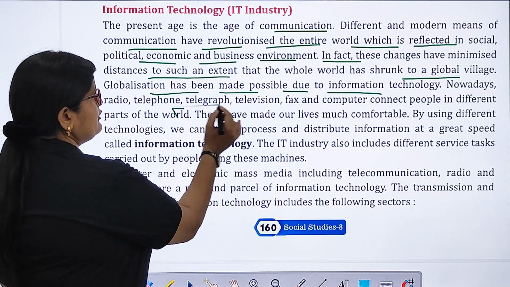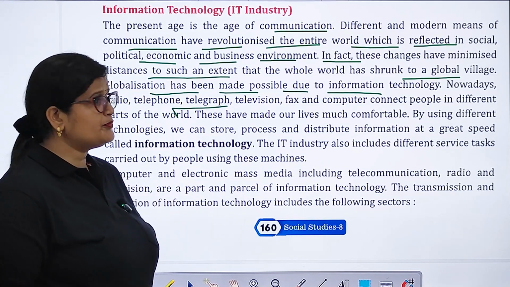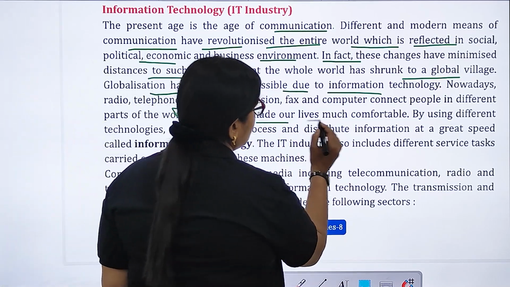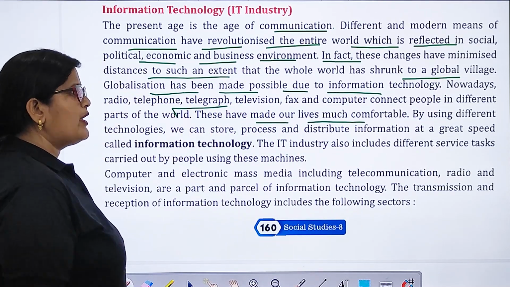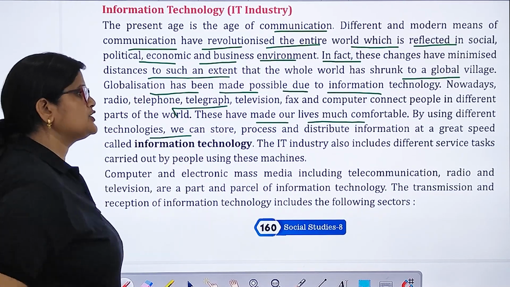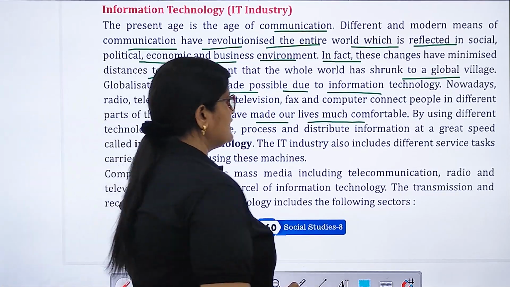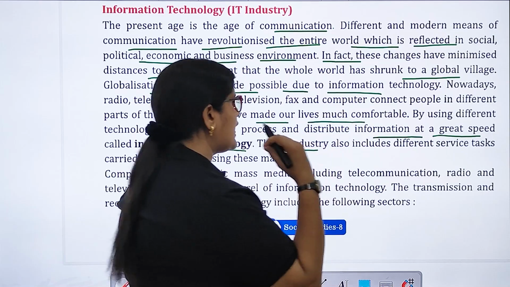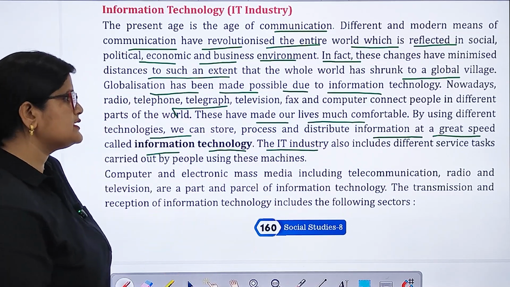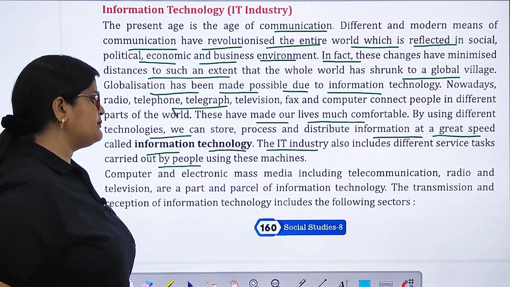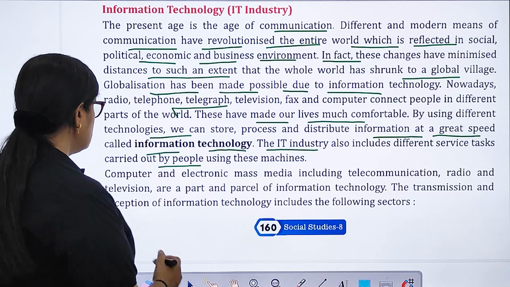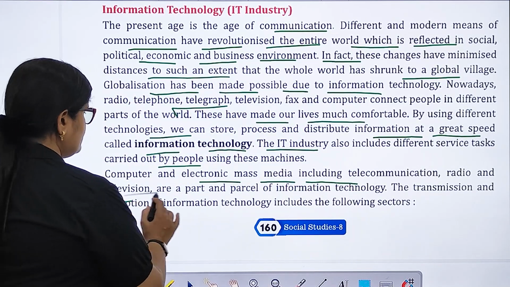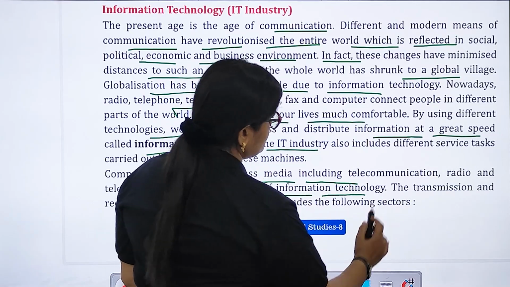Nowadays, radio, telephone, telegraph, television, fax, and computer connect people in different parts of the world. These have made our lives much more comfortable by using different technologies. We can store, process, and distribute information at a great speed, called information technology. The IT industry also includes different services and tasks carried out by people using these machines. Computers and electronic mass media, including telecommunication, radio or television, are part and parcel of information technology.